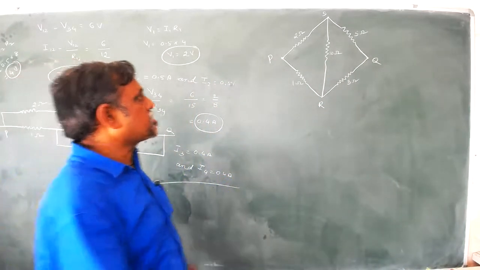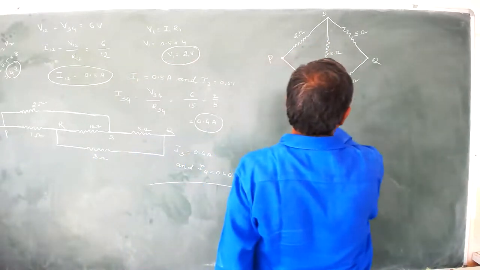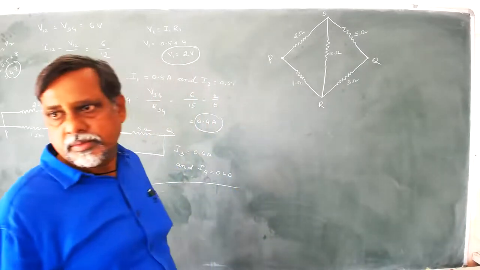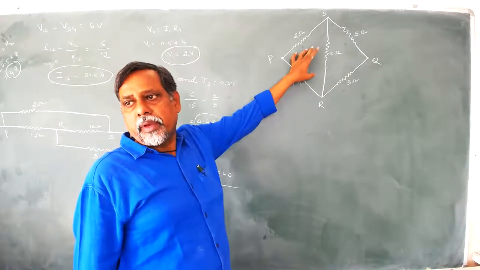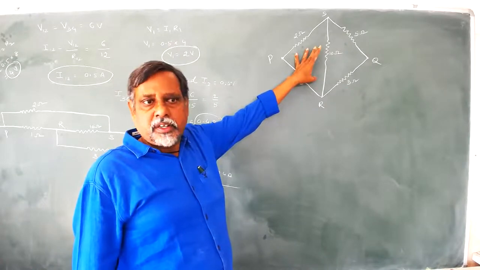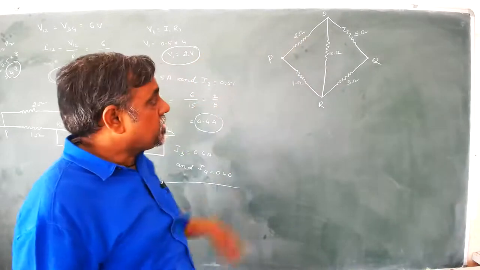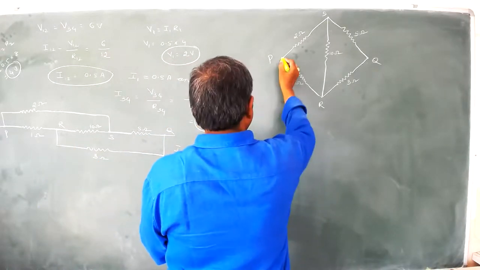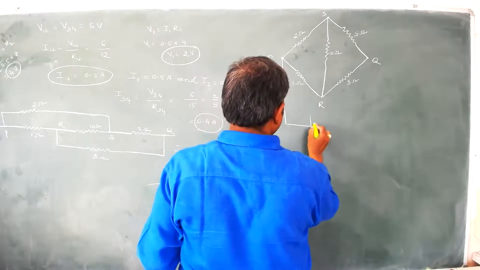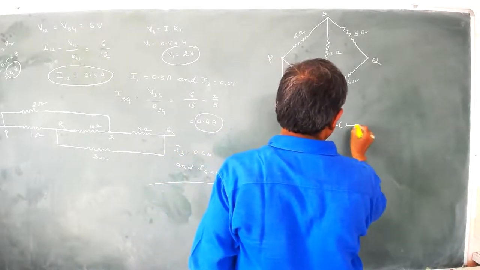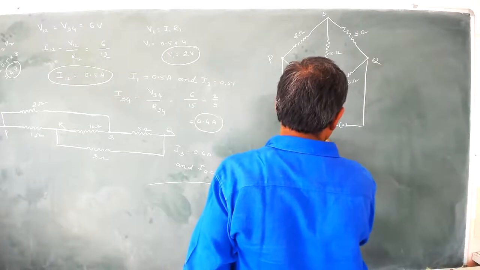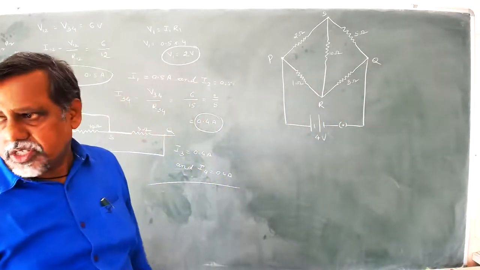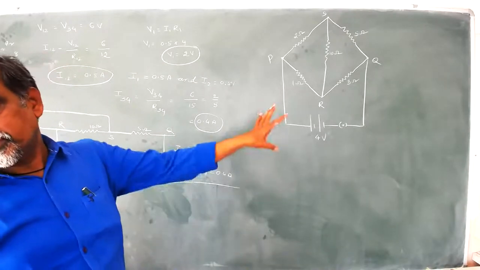It's very clear that this by this is not equal to this by this. So the bridge is not in the balanced state. Then this 10 ohm cannot be ignored. One more thing, there is a potential applied across PQ. How much? 4 volt. So this is a 4 volt battery. Now, how to solve this?